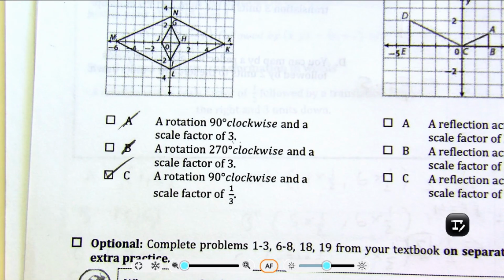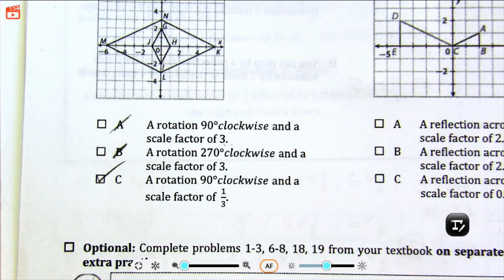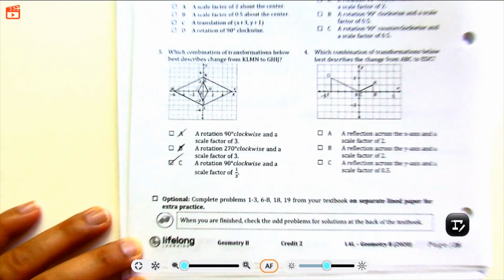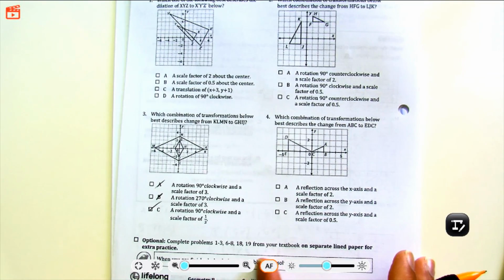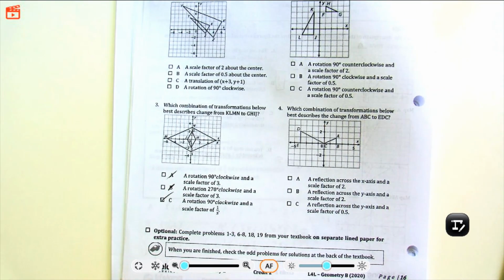Now, when you guys are doing the homework, make sure you are doing the homework on the PDF through Kami, and you can select the box that is your answer. All right, guys, have a good day.